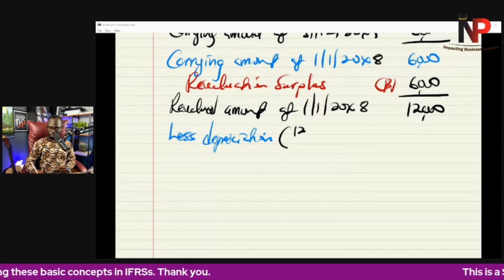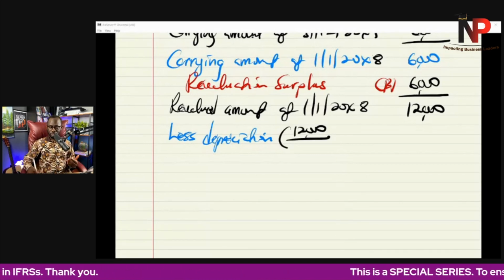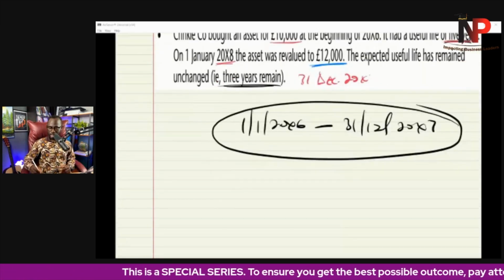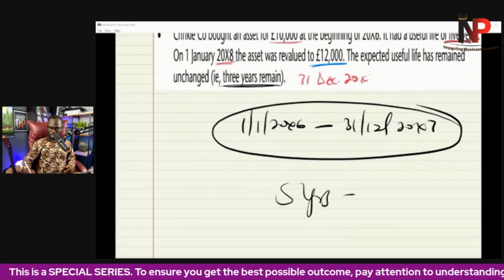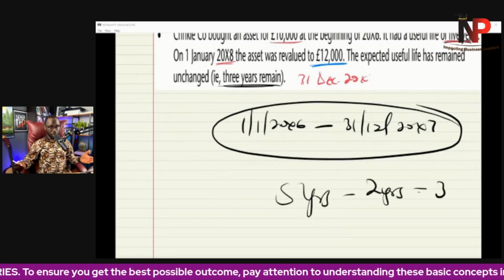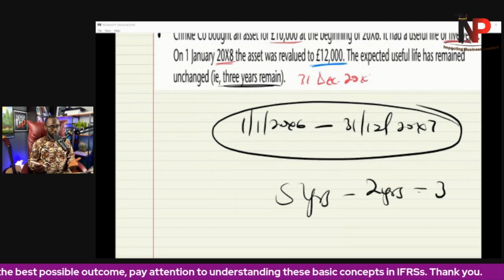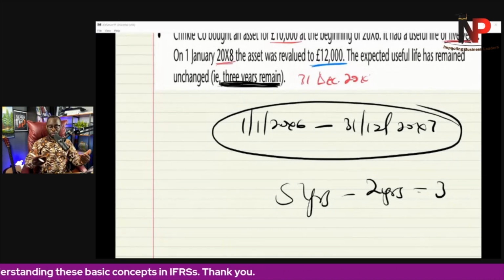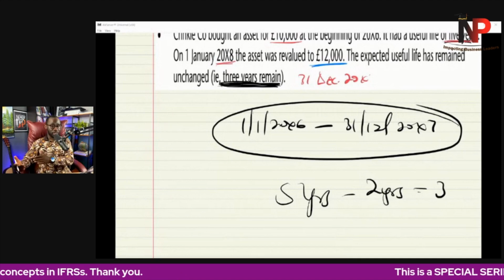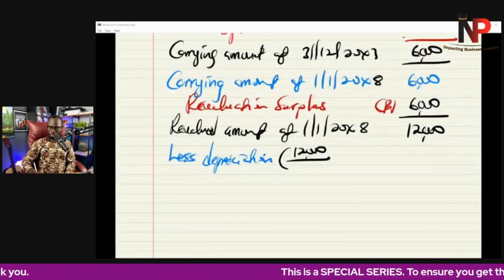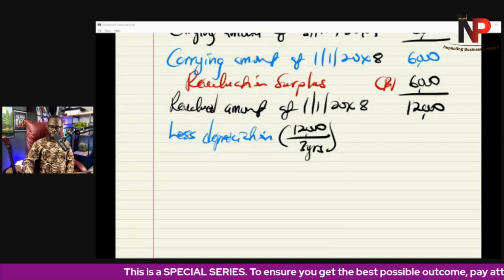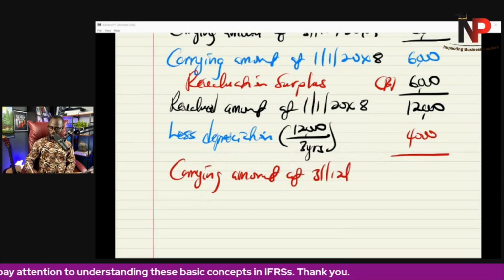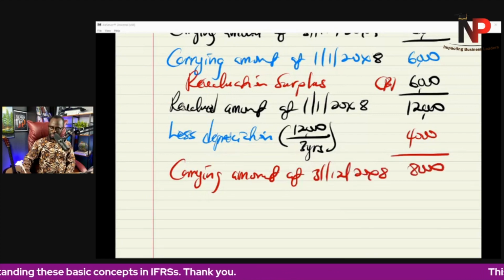And so that is going to be 12,000 divided by the remaining economic useful life. In the question, we are told that it hasn't changed, since the life is 5 years and we have so far depreciated for 2 years. We are left with what? 3 years. Sometimes, this is an illustrative question. Sometimes the examiner would tell you the remaining life. Other times, you have to be the one to know that the remaining useful life is this amount, so you know how to calculate your depreciation. So over 3 years, and that's going to be what? 4,000. And so we get a carrying amount at the end of the year, 31st December 20X8. That's going to be £8,000.